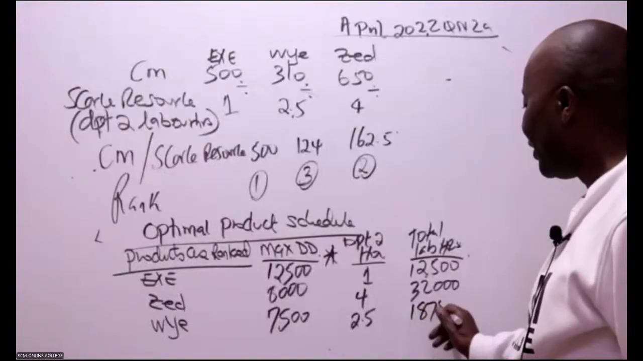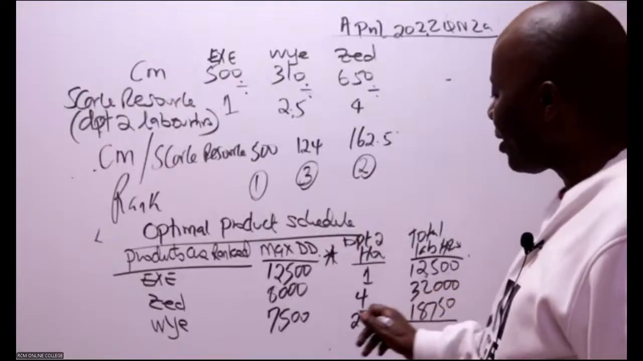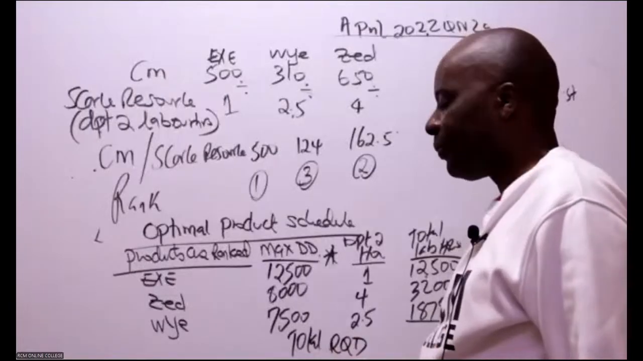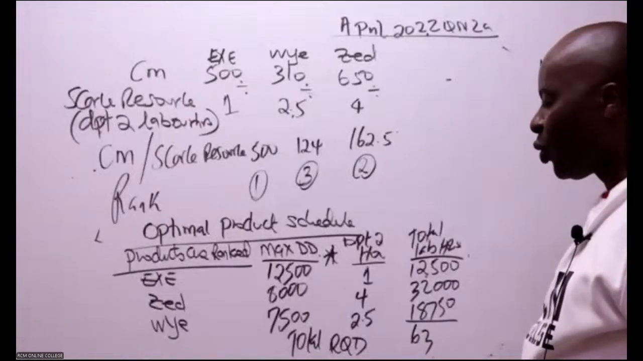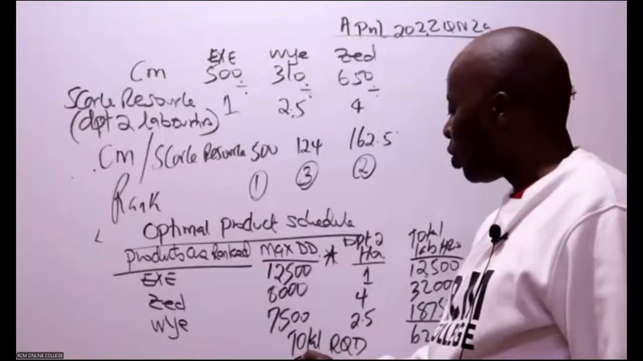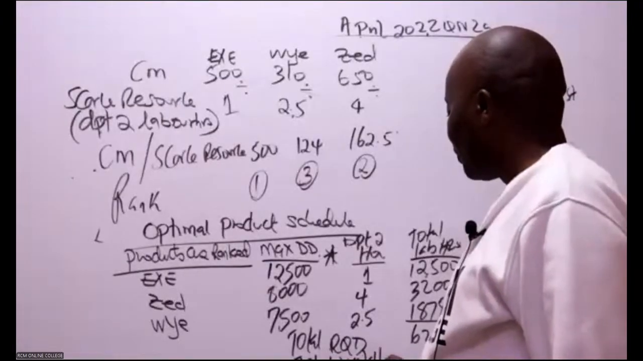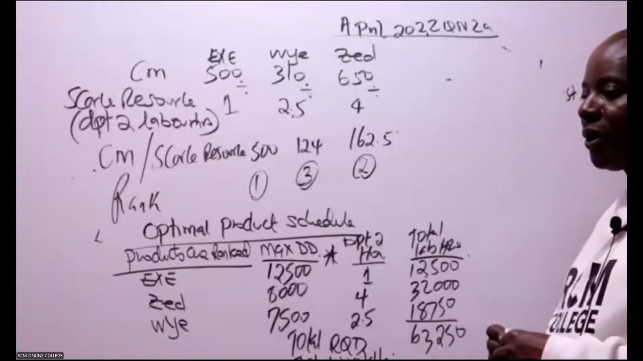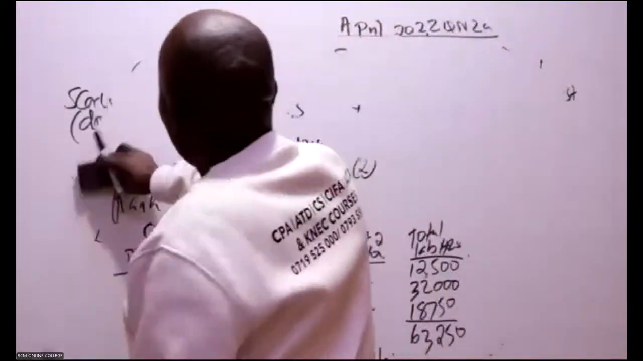And then you give us the total required. Total required is 63,250. And then now we have total available. How many hours do we have which are available now? So I have to go up here and rewrite this because of the space. I want you to get everything.